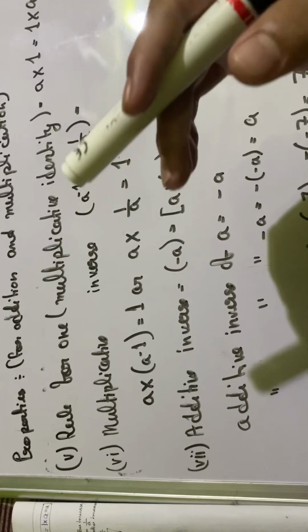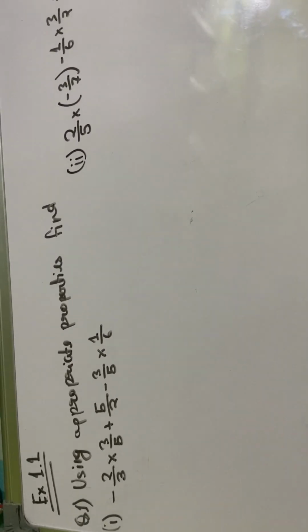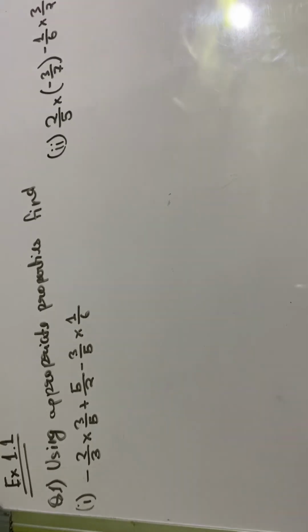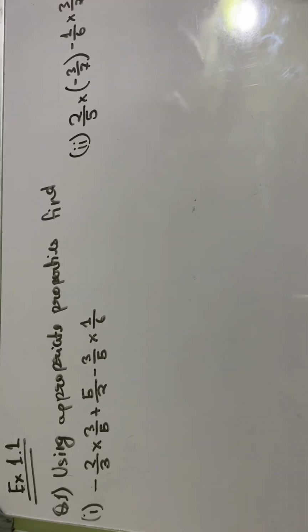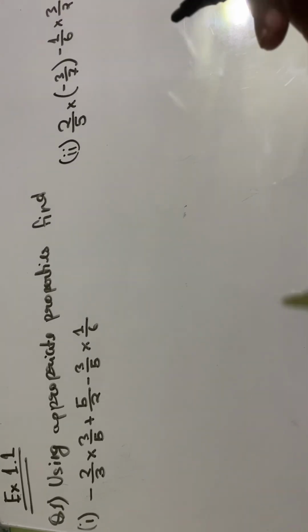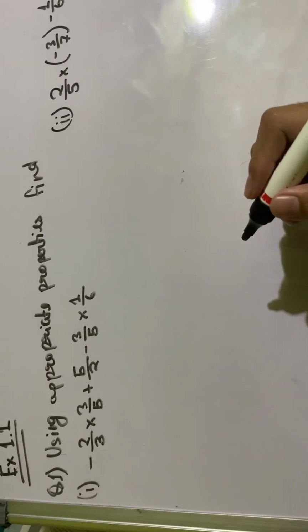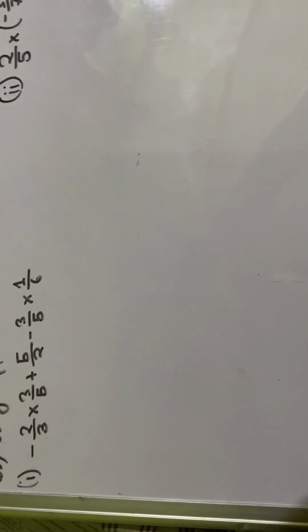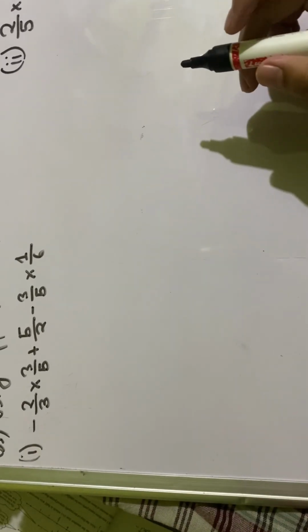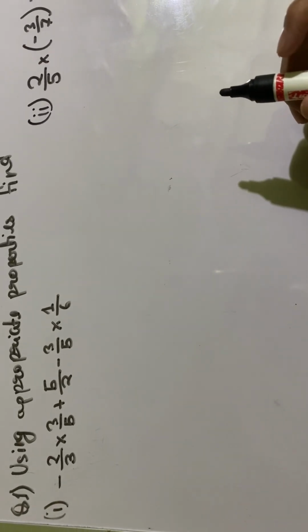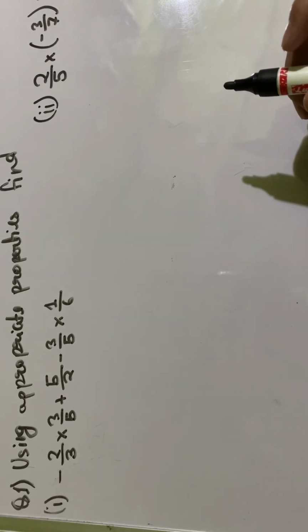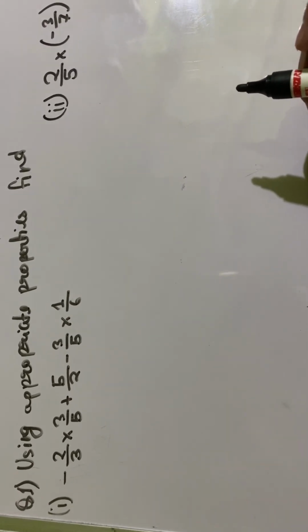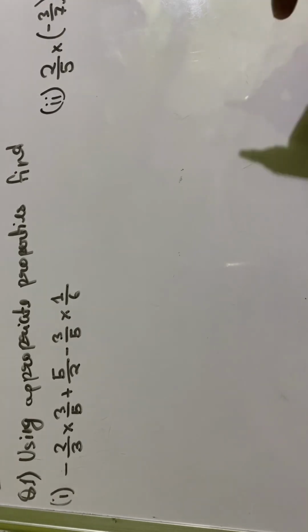Let's start exercise 1.1. So let's start with exercise 1.1. See, the first question is asking, using appropriate properties, find number 1, minus 2 by 3 into 3 by 5 plus 5 by 2 minus 3 by 5 into 1 by 6. So we have to find this.